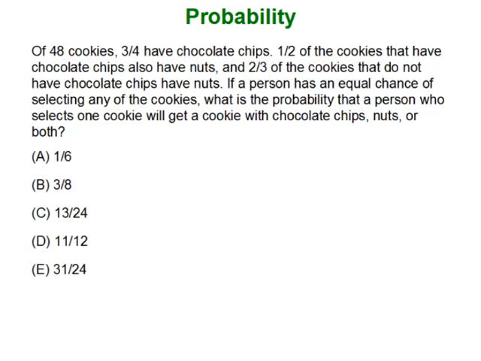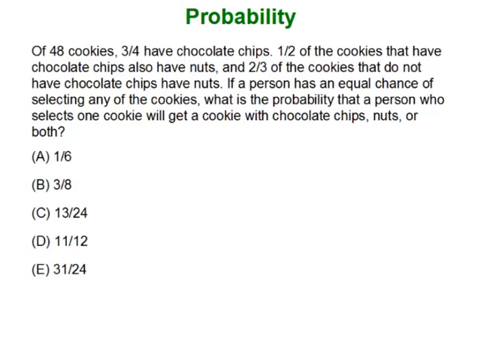So this is indeed a probability question, as the heading suggests. Probability is the main word in the question. Probability of a person selecting one cookie, the probability they will get a cookie with chocolate chips, nuts, or both. It's a pretty complicated scenario. So you could get chocolate chips alone, nuts alone, or a cookie with both of them.